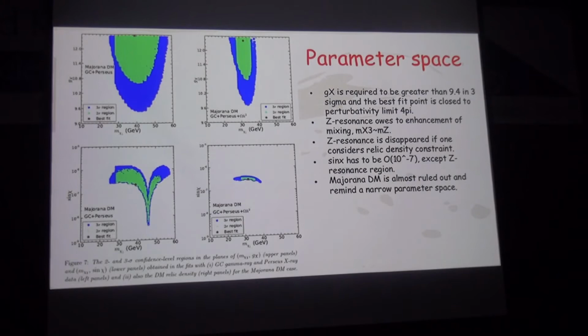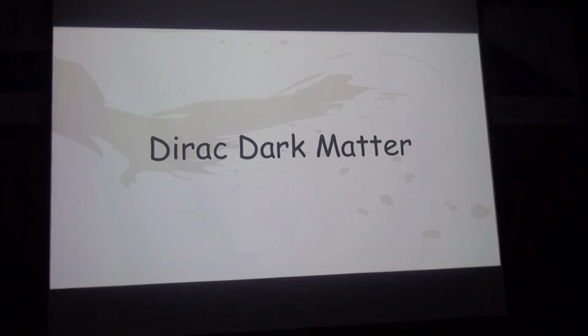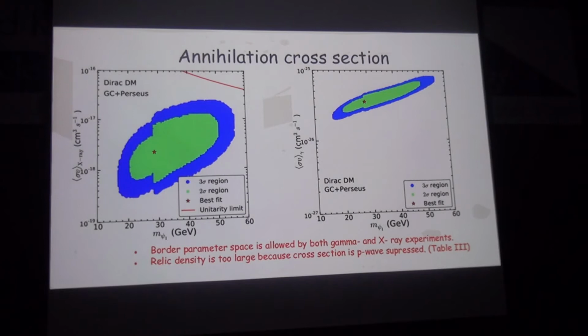And then what's the situation for Dirac dark matter? You can see, compared to Majorana, it's a broader region. And then, as we just saw in the previous table, Dirac dark matter cannot produce the correct relic density. So the broader parameter space is allowed by both the gamma ray and the X-ray experiments. The relic density is too large because the annihilation is P-wave suppressed.